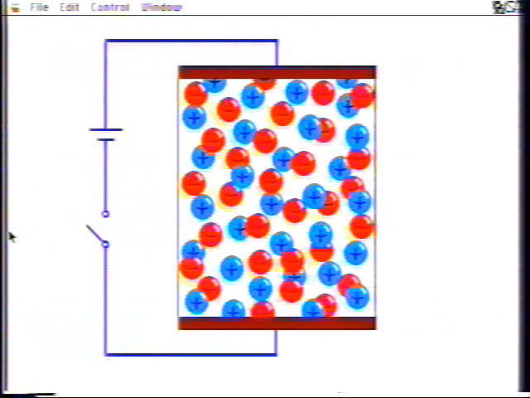This represents a resistor with two terminals or electrodes which connect to an external circuit. The blue particles with plus signs represent fixed positive lattice ions, and the red particles with minus signs represent mobile negative electrons. In thermal equilibrium, the resistor is charge neutral, and the number of negative charges equals the number of positive charges.